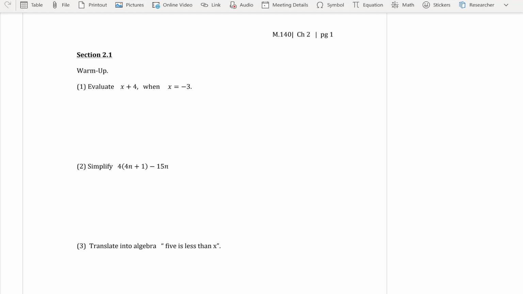So we're going to do a little warm-up, making sure that we know how to do these different problems that come up in our homework and in our exams and in our quizzes.